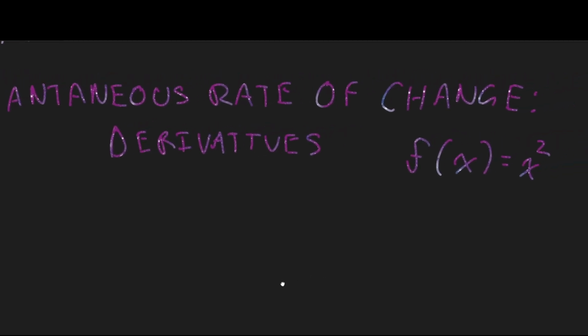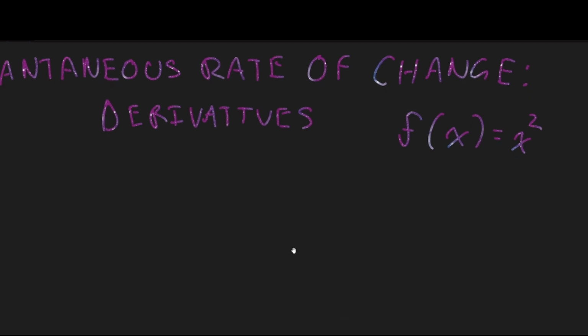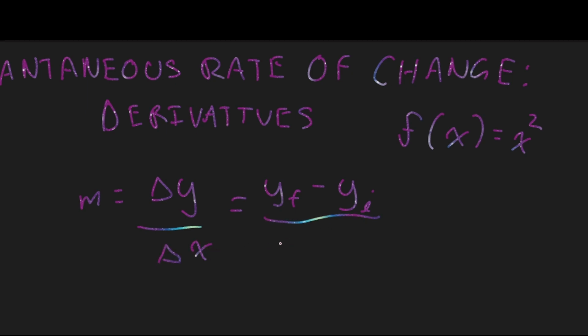Here you have the function f of x is equal to x squared. Like I said before, finding the derivative is finding the rate of change. If you recall your algebra, the slope is just the rate of change. You have m is equal to delta y over delta x. Delta, in case you don't know, just means the change in something, so delta y is y final minus y initial, and delta x is x final minus x initial.